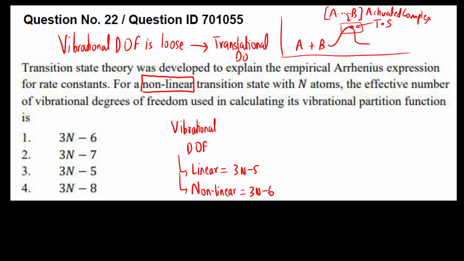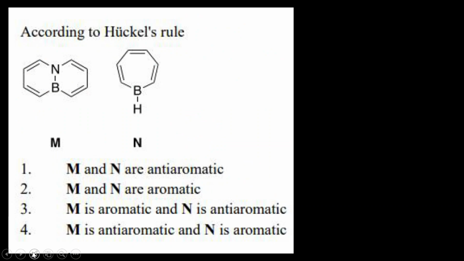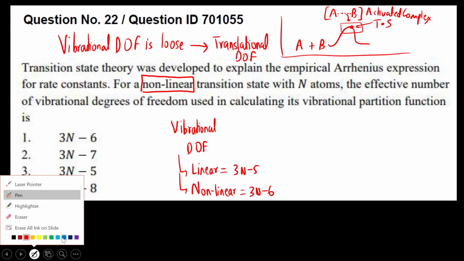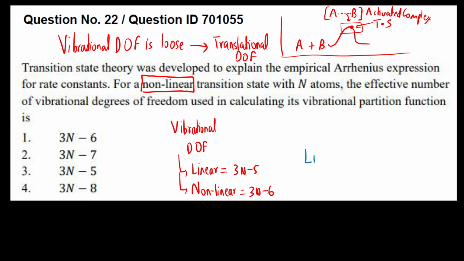So what will be the new values of degree of freedom? For a linear molecule, it will be 3n minus 5 minus 1. So for linear, it will be 3n minus 6. And for a non-linear transition state, it will be 3n minus 7. In the question it is given, it is non-linear. So the correct answer will be option 2.